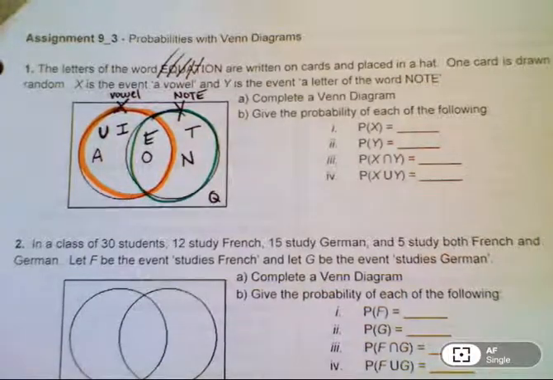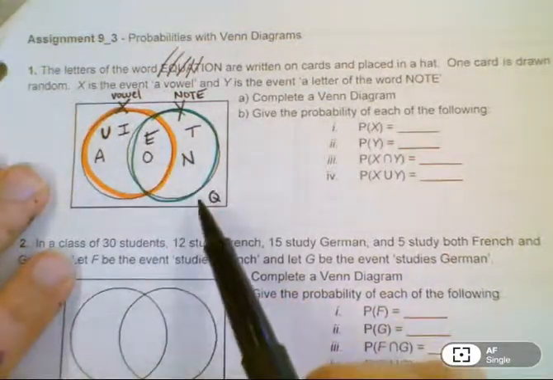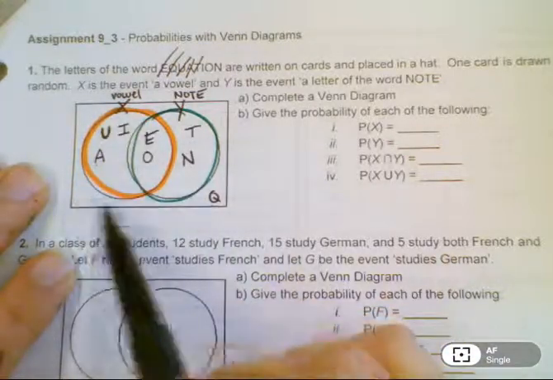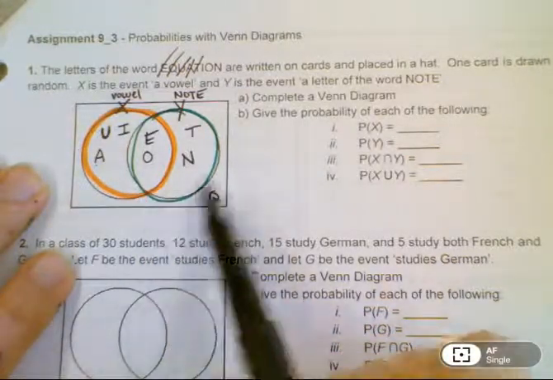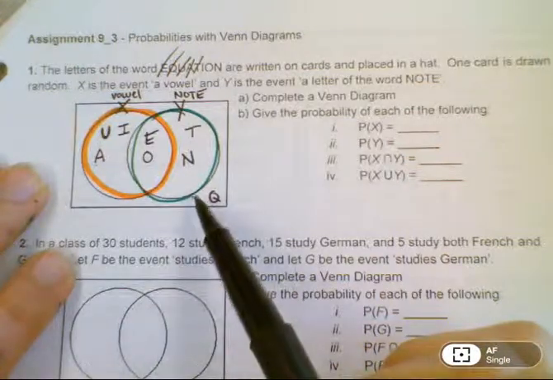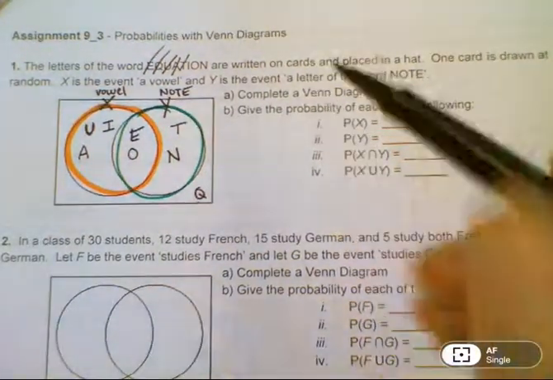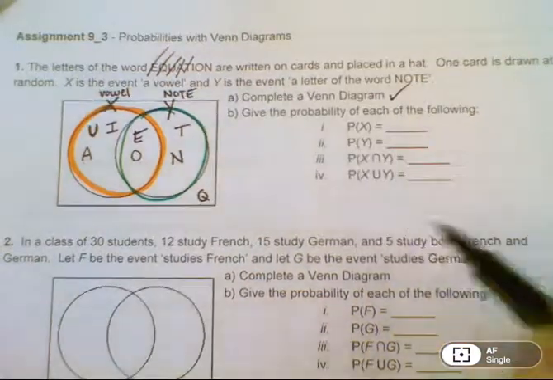Okay. So I think I did this right. It's a little weird. E, Q, U, A, T, I, O, N. Everything in the orange circle is a vowel. Everything in the green circle is in the word note, and poor Q is just out here in the universe. So now that we have our Venn diagram done, we can give these probabilities.